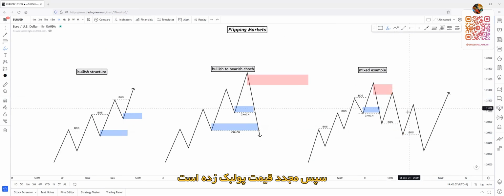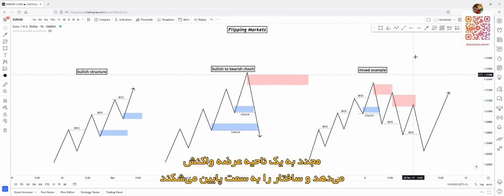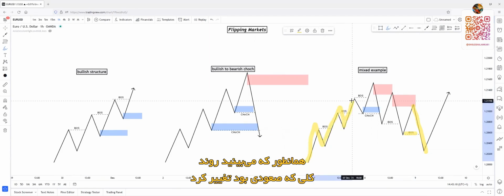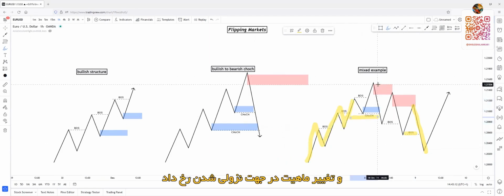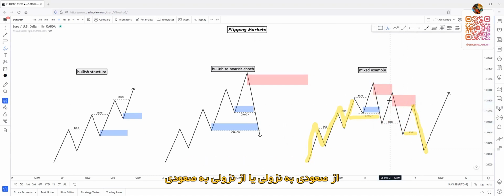After this, price did a pullback again here and reacted on another supply zone. I will just mark it, sorry. So it reacted on another supply zone, after which it broke structure to the downside again. As you can see, the overall bullish structure changed character into a bearish structure. So change of character is basically a change in the overall trend from bullish to bearish or from bearish to bullish.